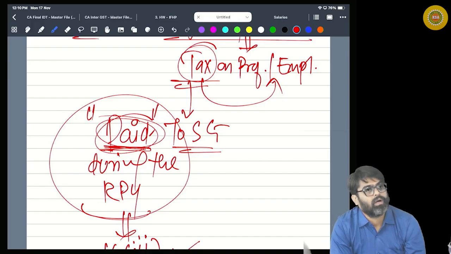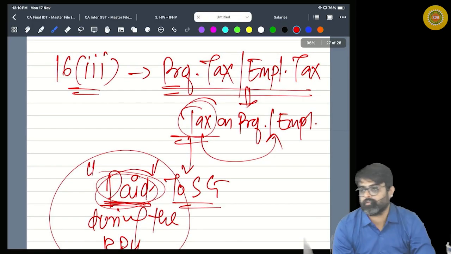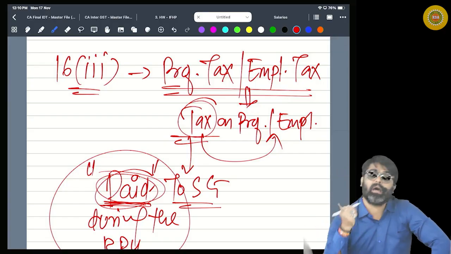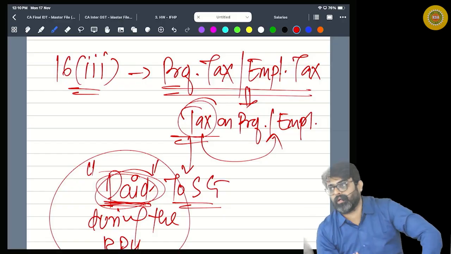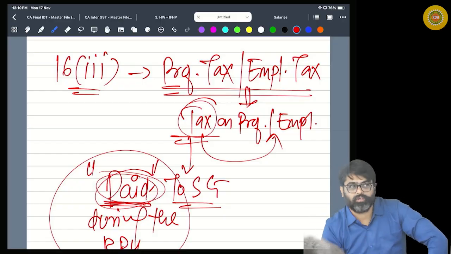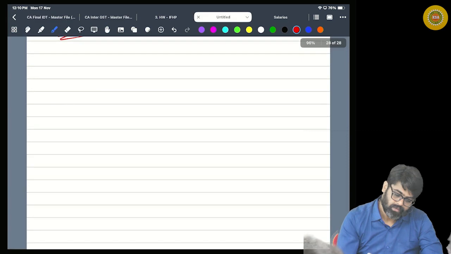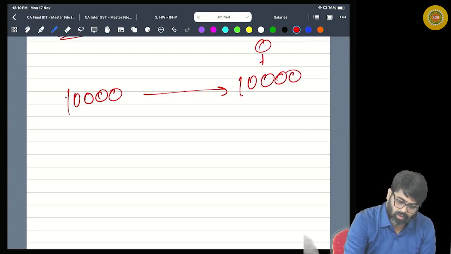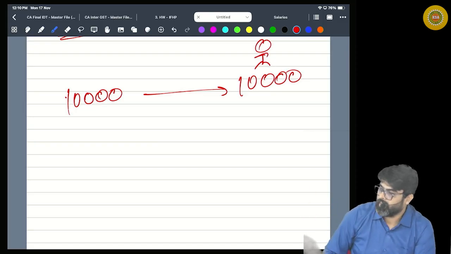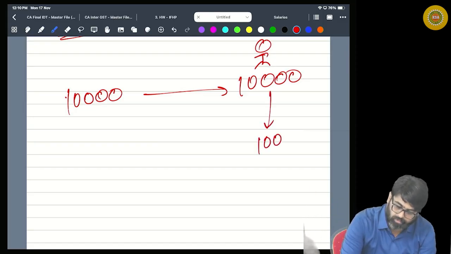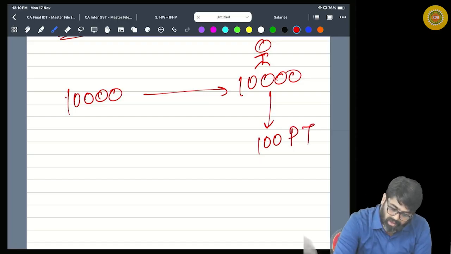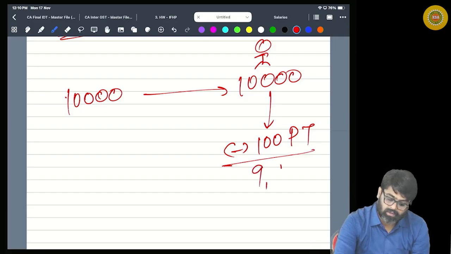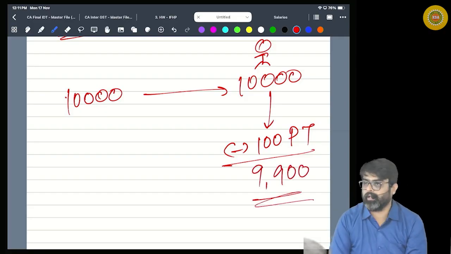Yes or no? But the professional tax which is paid by you will be allowed as a deduction. If it is deducted out of your salary, then also it will be allowed as a deduction. What if your salary was 10,000? The employer gave you 10,000. This is the employee, yes or no? He is getting 10,000 salary. Out of his 10,000 salary, he is paying 100 rupees as professional tax. So after paying 100 rupees professional tax, how much is remaining in his hand? 9,900 is remaining in his hands.